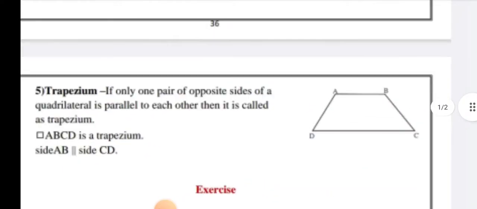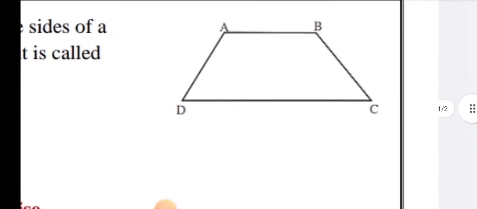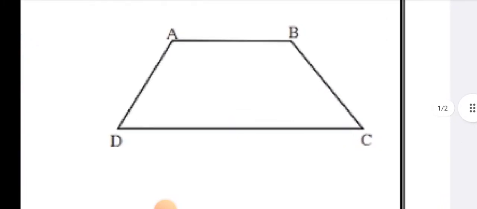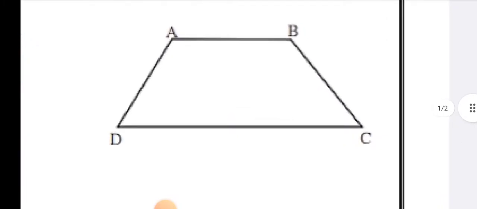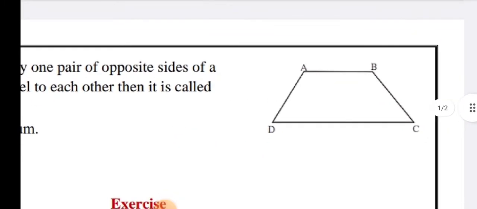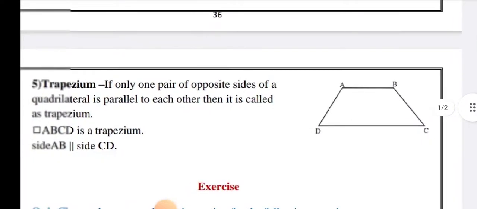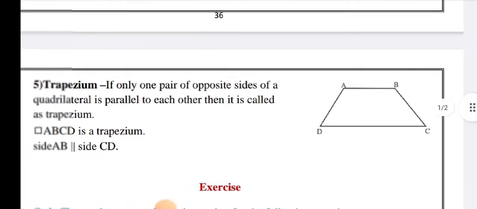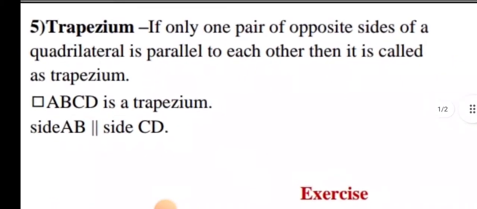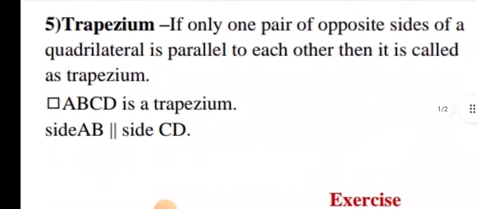Here quadrilateral ABCD is a trapezium because AB is parallel to DC. Only one pair of opposite sides of the quadrilateral is parallel. Therefore, quadrilateral ABCD is a trapezium, with side AB parallel to side CD.